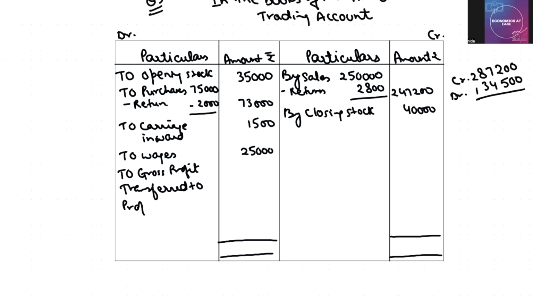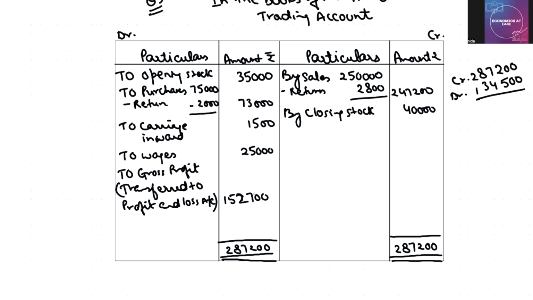Profit and loss account. So here, first write the total. Draw the line straight with a scale. 2,87,200. 2,87,200 is the total. Now 2,87,200 minus 1,34,500, so you will get 1,52,700. Okay, so this is the gross profit.